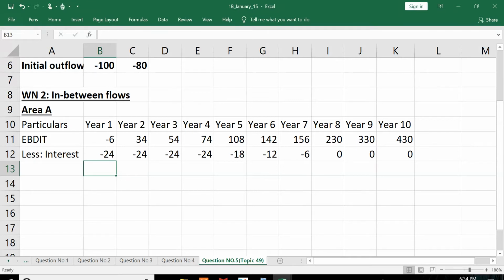EBDIT less interest: 24, 24, 24 for the first 4 years. You pay principal at the end of the fourth year and it becomes 150. You further pay and it becomes 100, further pay and it becomes 50, and then finally it touches 0. Any doubts on the interest part?